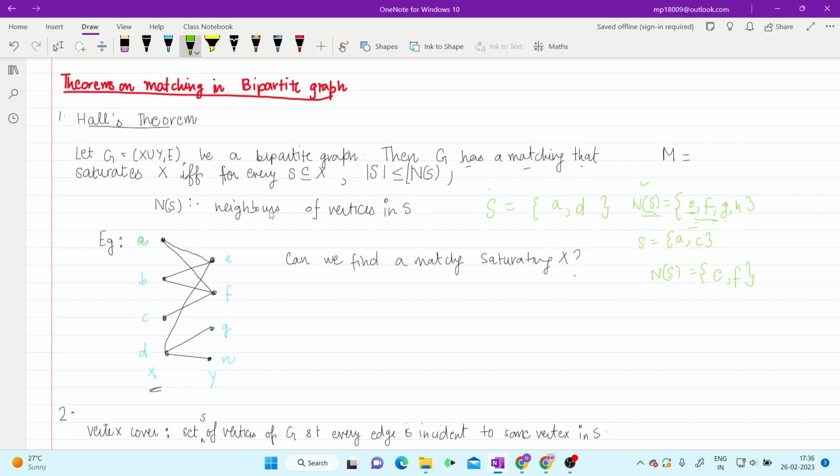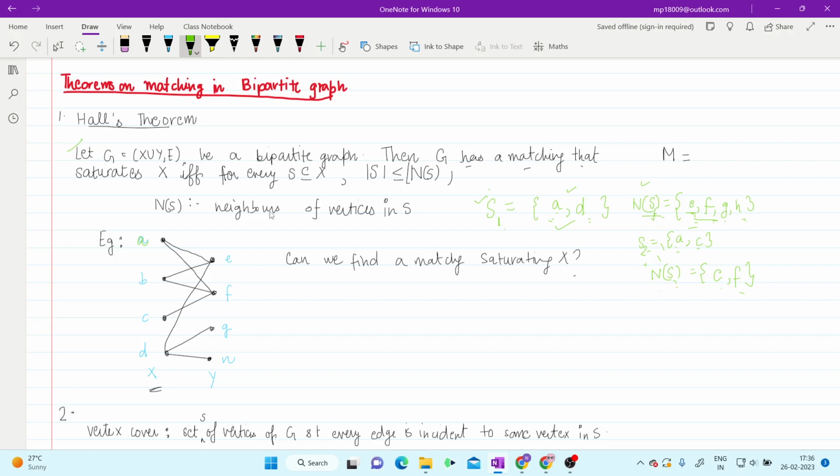So from Hall's theorem, can you conclude if this graph has a matching that saturates X? What do you think? First I consider S1 as AD. We see that for this S1 the condition is satisfied. S1 has two elements, and the neighbors of S1 are 4. So this condition is satisfied for S1. And if I take my S2 as AC, the neighbors came out to be E, F. So for S2 also this condition is satisfied.